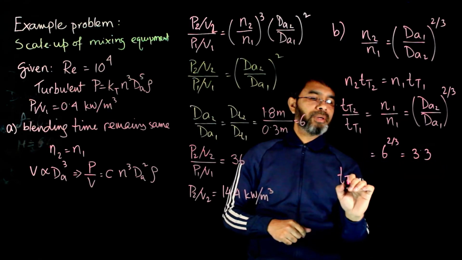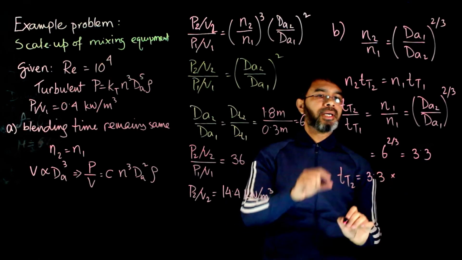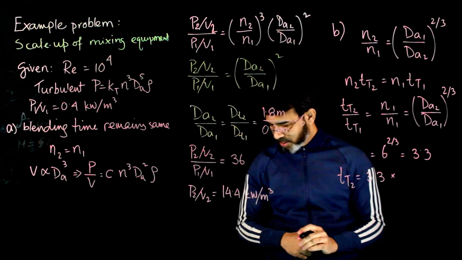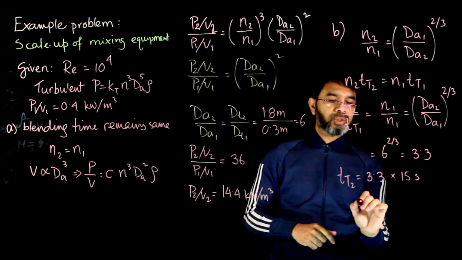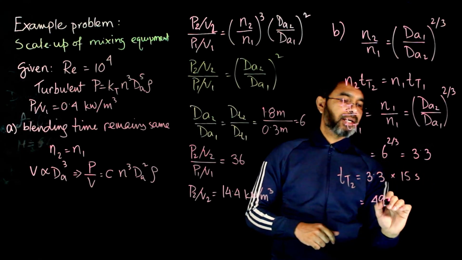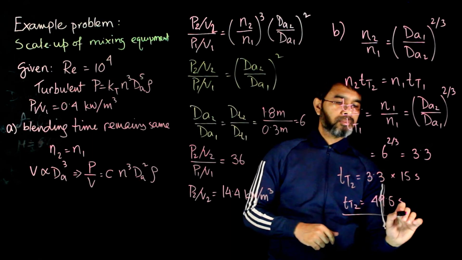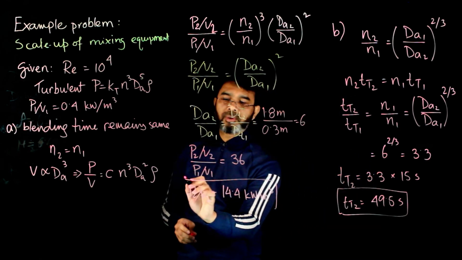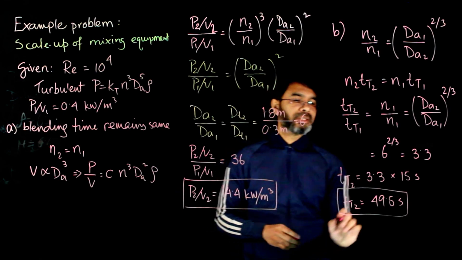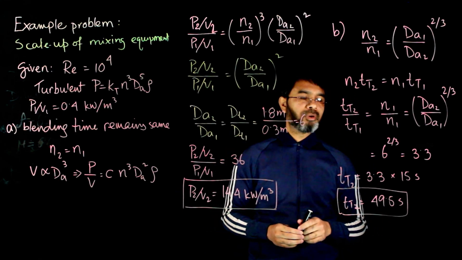So tT2 will be 3.3 times tT1, and tT1 is given for this case as 15 seconds. So tT2 will be 49.5 seconds. So we have for the first case, the power requirement is 14.4 kilowatt per meter cube. For the second case, the time required for mixing is 49.5 seconds.